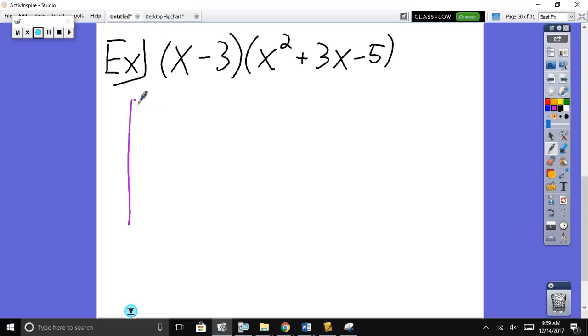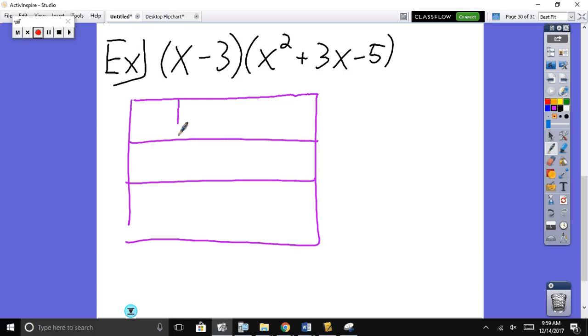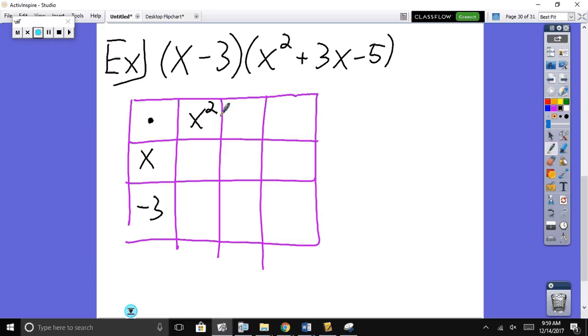For the multiplication table, this is similar to what some of you guys have been doing on your Chromebooks already, but we make a table like this so we can fit one term in each box. This top one just signifies multiplication. We have x minus 3, x squared, 3x, and negative 5. And when we fill in these boxes, we're going to multiply the rows with the columns. So x times x squared. Well, if I have two x's and have one more, this is x cubed. x times 3x is 3x squared. And x times negative 5 is negative 5x.